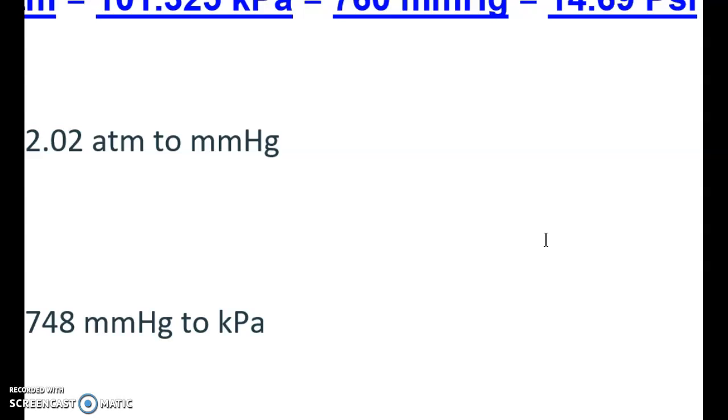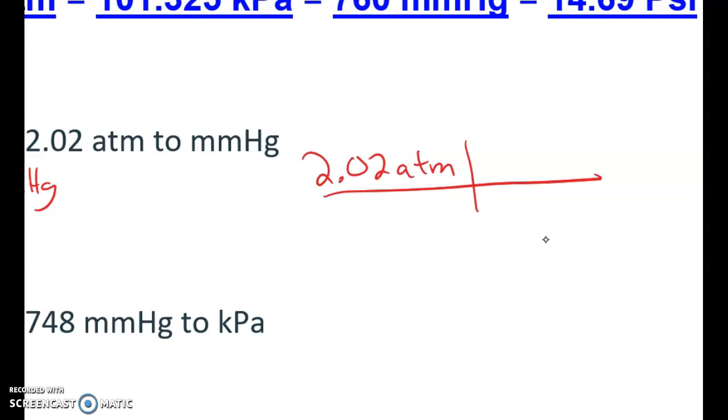So number 3, I'll put the answer over here. The answer to number 3 is 1535.2 millimeters of mercury. And the answer to number 4 is going to be 99.73 kilopascals. Okay. So if you didn't get those right, I'm going to go ahead and set it up. I'm going to be 2.02 atmospheres to millimeters of mercury.